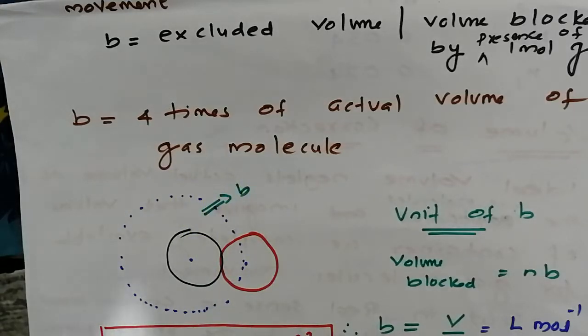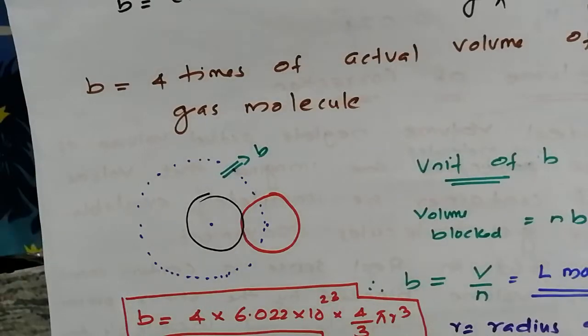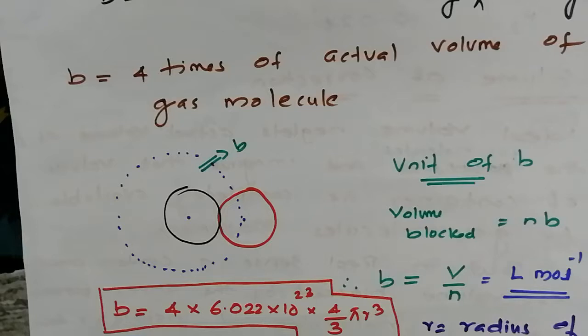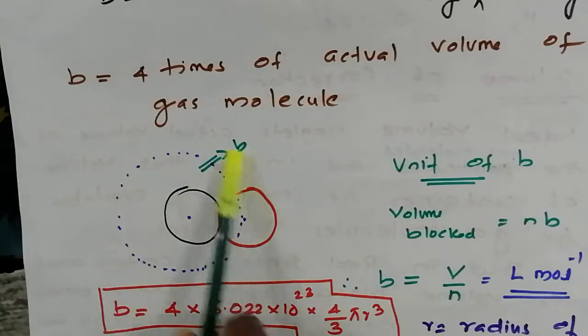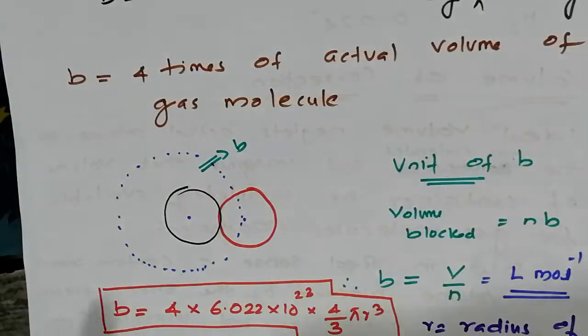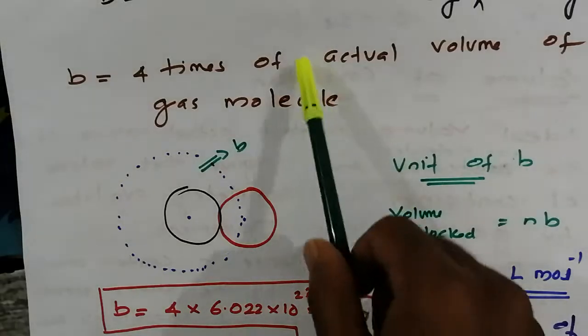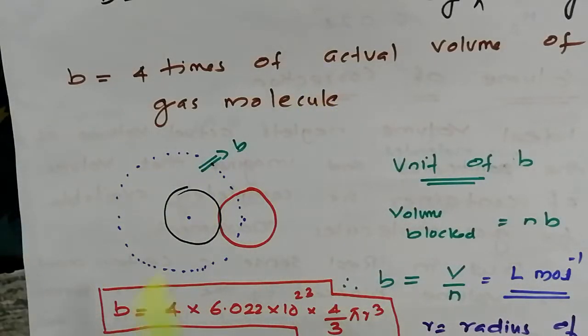The calculation of b is beyond the scope of our syllabus. Therefore, I am not doing that here. In the next video, I will try to solve it. This is gas molecule A, this is gas molecule B. When they collide, this is the collision condition. Therefore, look here. The volume in the dashed circle is excluded. That is not available for the movement of a third molecule. This is how we calculate the b.